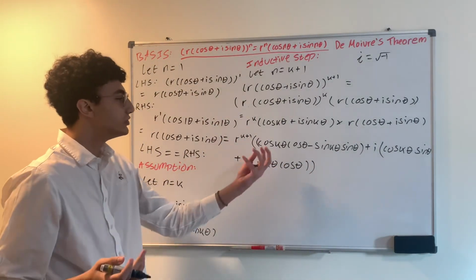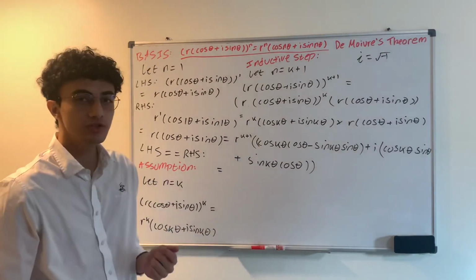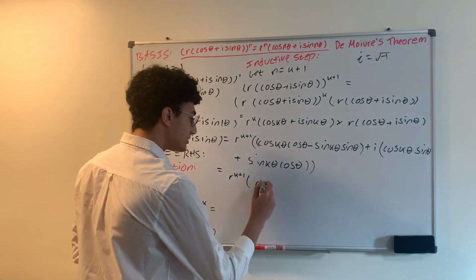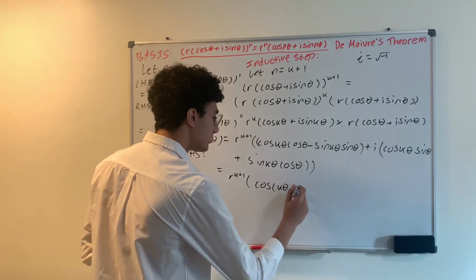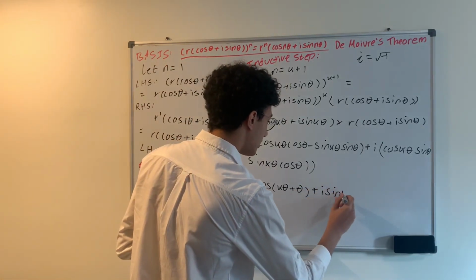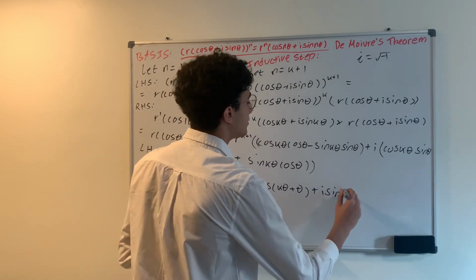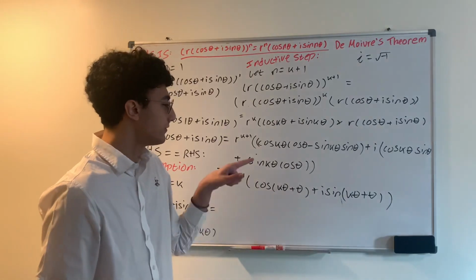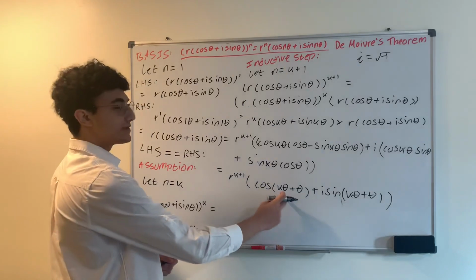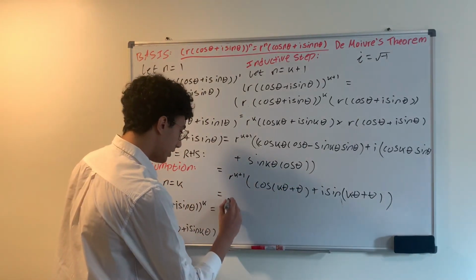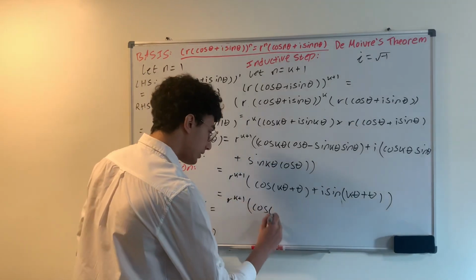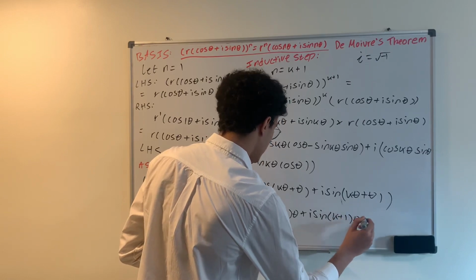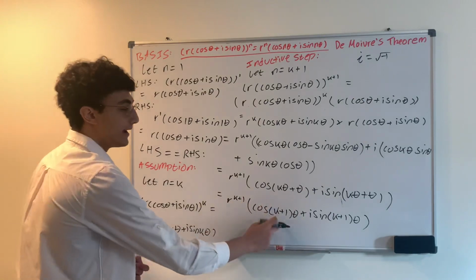Now, what can we do to reduce this equation? We can use our addition formulae from trigonometric identities and reduce this to r to the k plus 1 times cos of k theta plus theta, plus i sine of k theta plus theta. This is using trig identities, your addition formulae. If you don't know them, look over them. Now we can factor out this theta value here, and then we get r to the k plus 1 times cos of k plus 1 theta plus i sine of k plus 1 theta. Now we've got n equals k plus 1 here, and n equals k plus 1 over here.